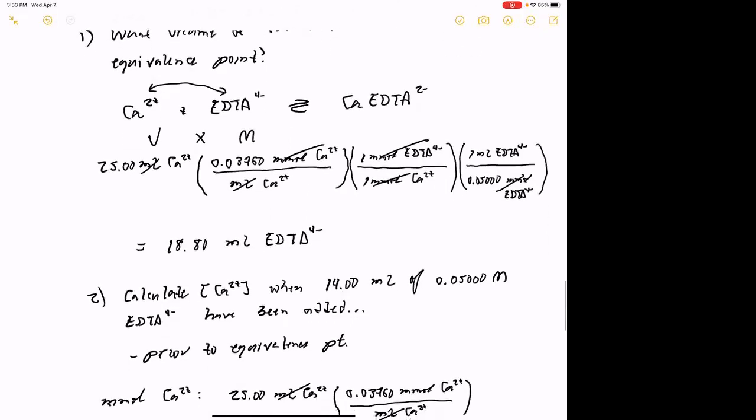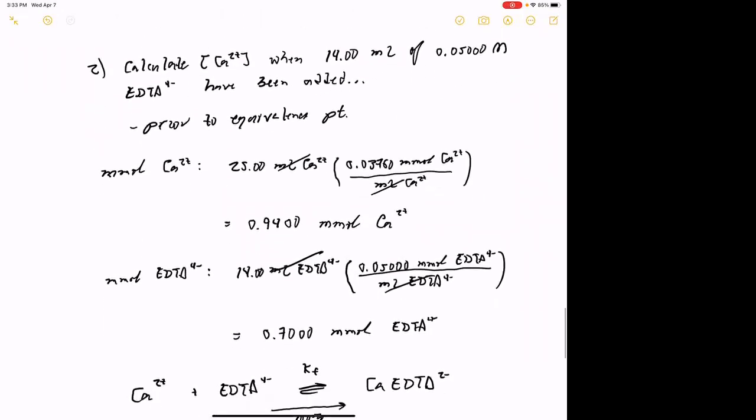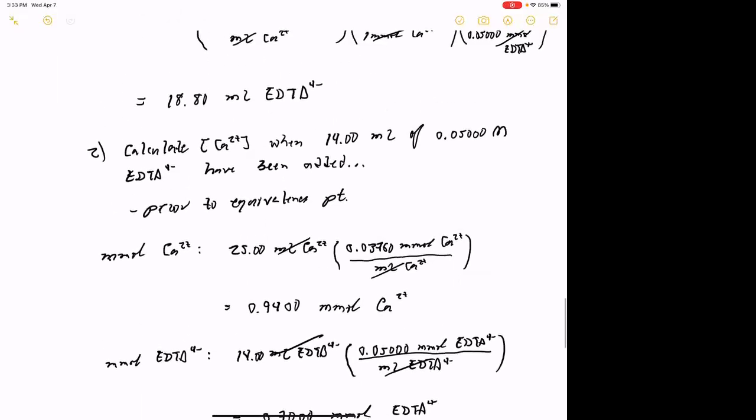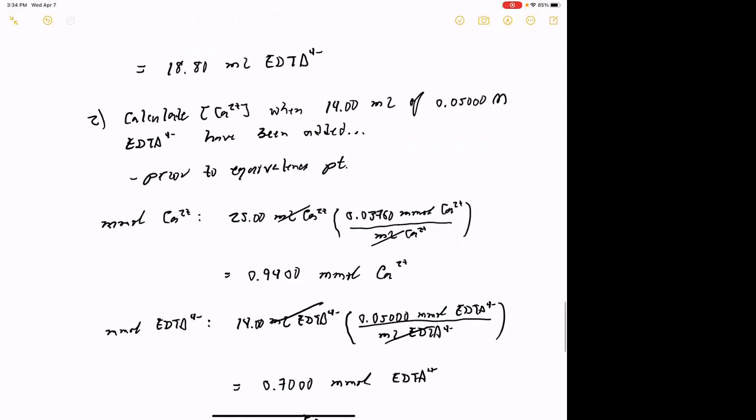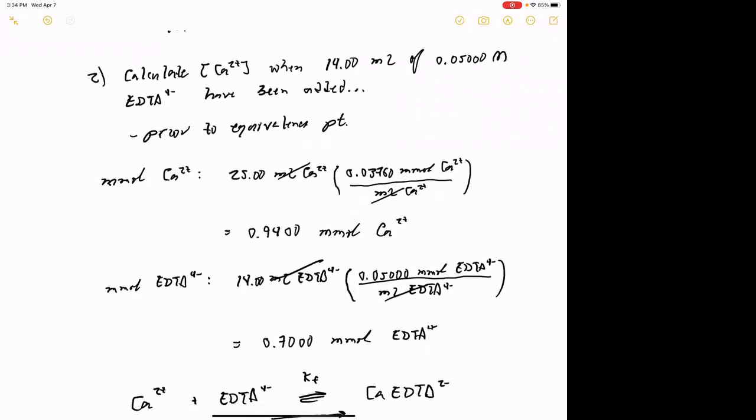All right, part 2 is a situation where we're not quite at the equivalence point yet. What I'm trying to do is calculate the free calcium ion concentration in solution when 14 mL of the 0.05 molar EDTA have been added. I know I'm prior to the equivalence point because problem 1 told me I needed 18.8 mL of EDTA solution to get to the equivalence point. Since 14 is less than 18.80, I'm prior to the equivalence point here.